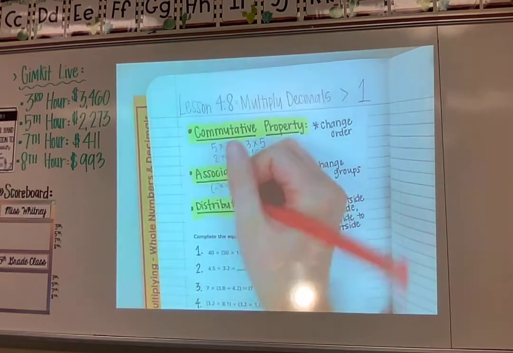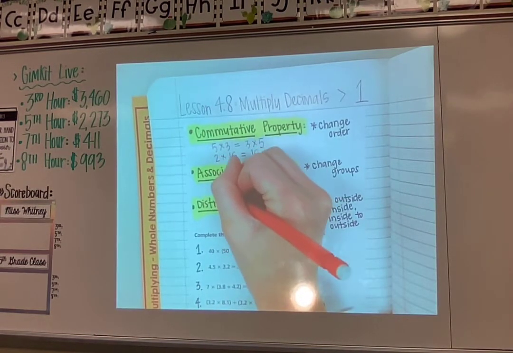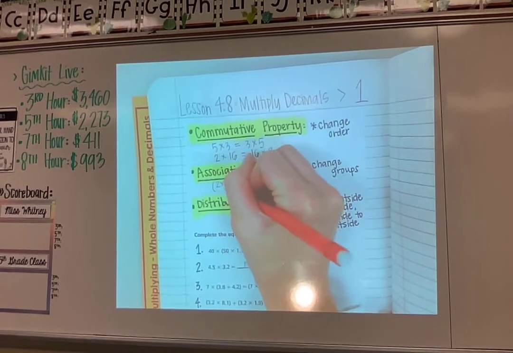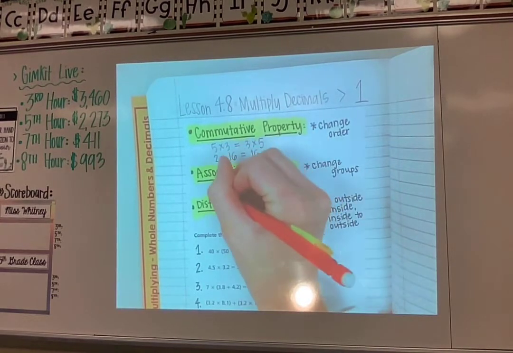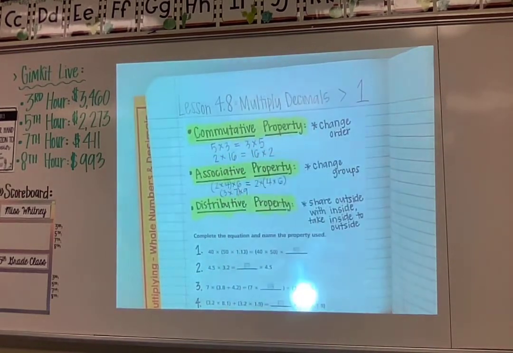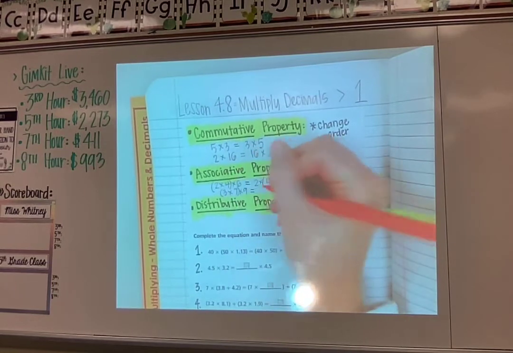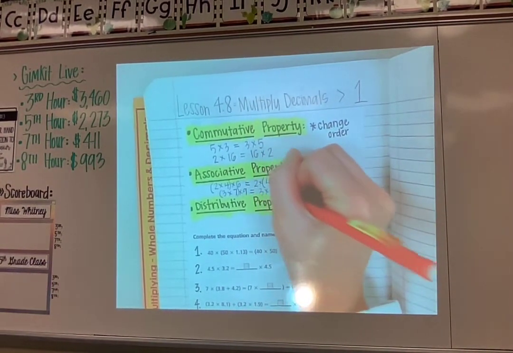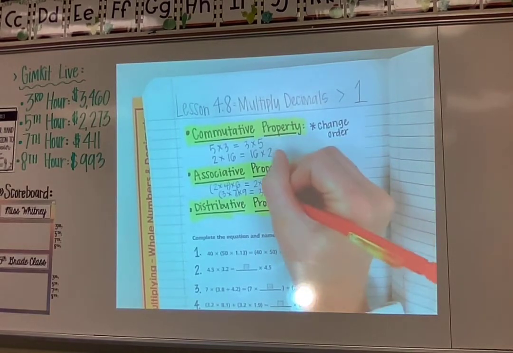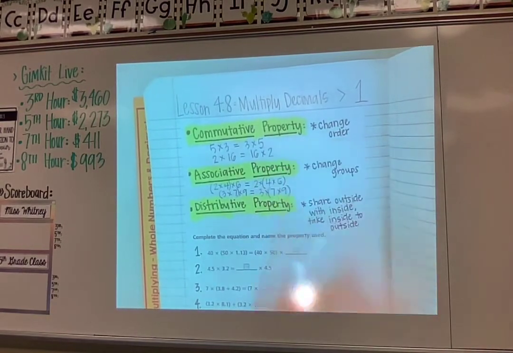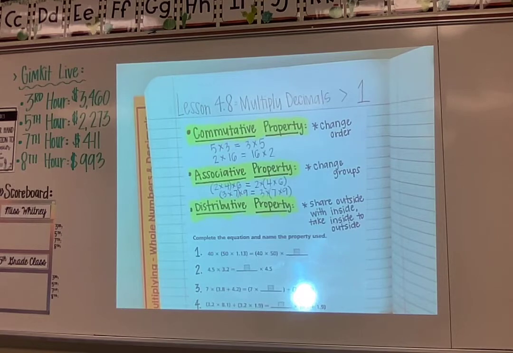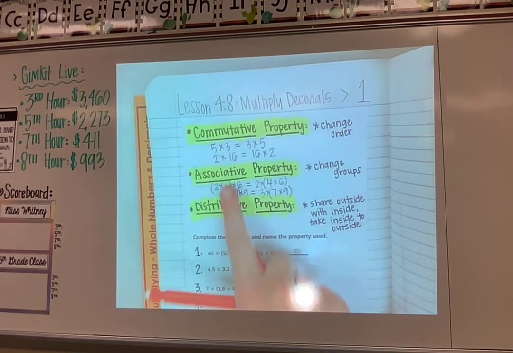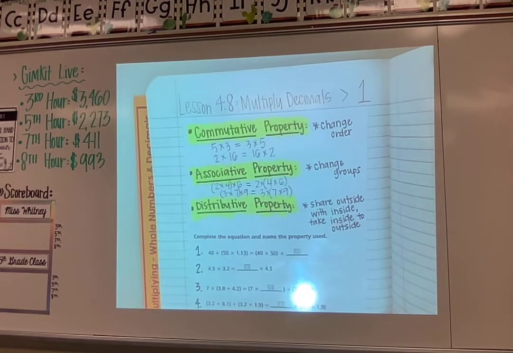So another example would be something like 3 times 7 times 9. I could group the 3 and the 7. Or it would be the exact same thing if I did 3 times 7 times 9 and changed my grouping to the 7 times 9. I can change my groups anytime that I want to. That's what the associative property says. The third one is a little bit trickier than the other two.